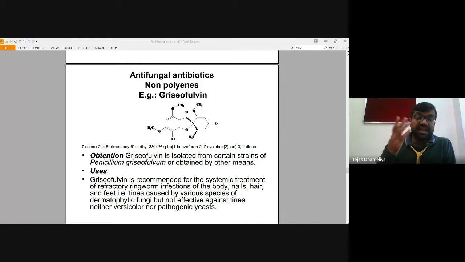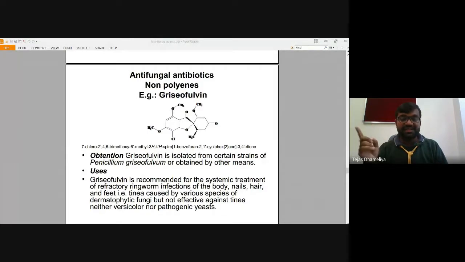That way they are antifungal agents, and these are the antibiotics which are produced by bacteria or fungal cells or some other source. That we will study in the coming slides. One of the antifungal agents is a non-polyene antibiotic. Poly means more than one and ene stands for double bonds. So non-polyene means उनमें कोई भी एक से ज्यादा double bond नहीं होते.